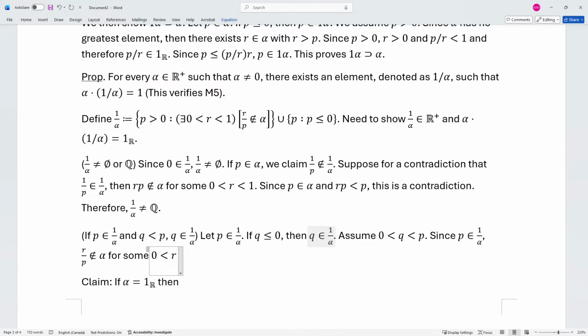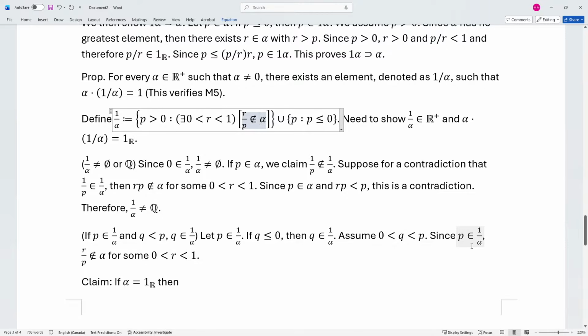That comes from the assumption. So Q is less than P. How do we use that? Well, we need to show that for some R in 0 and 1, R over Q is not an alpha. That's our goal.